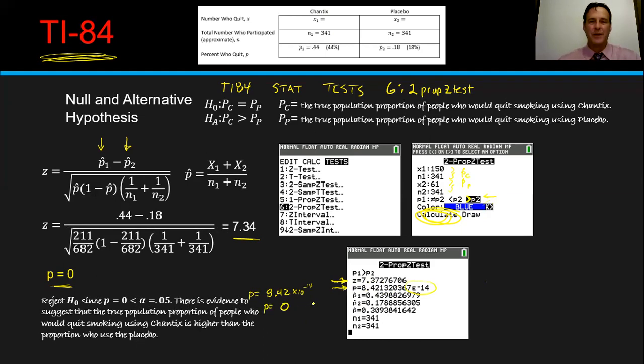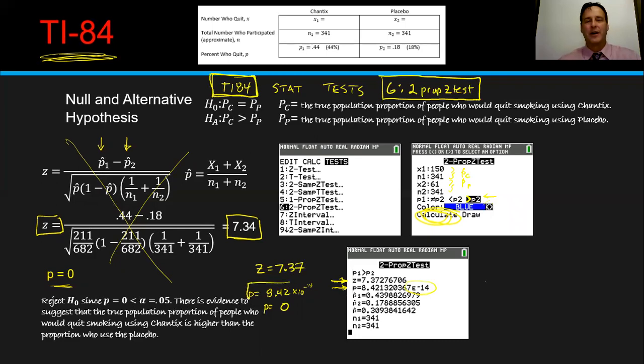Are you allowed to write this type of syntax on your AP test as opposed to showing this work? You certainly can. All you have to do is say TI-84, which I'm boxing. You don't have to hit the buttons, but you do have to say the command. And then in the end, write the Z with the letter with it. So Z is equal to 7.34, or in this case, Z is equal to 7.37. They would both be accepted. And then the P value, either one of those would be fine.